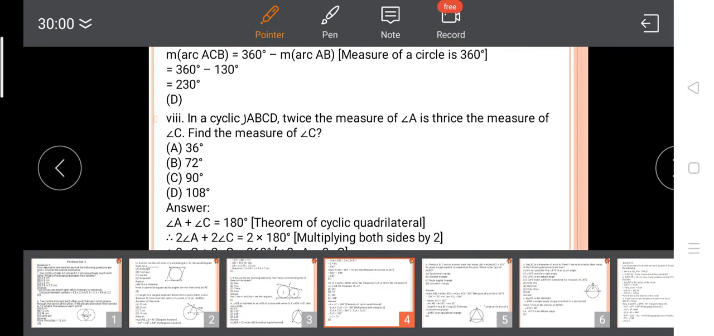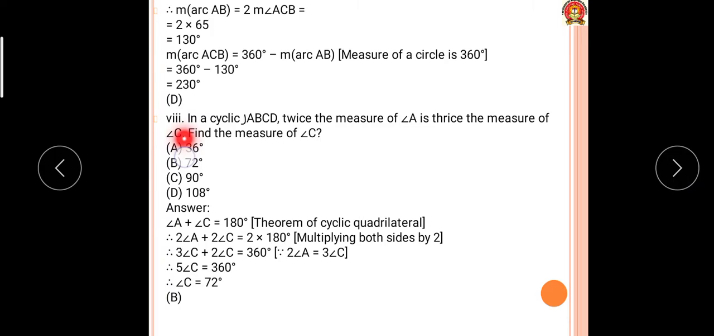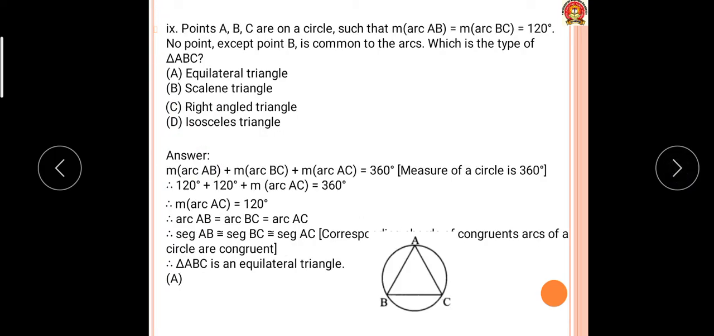If you are observing, the 7th question is not there. After 6, I directly took 8 because 7 is reduced from your syllabus. It is based on the chord concept.